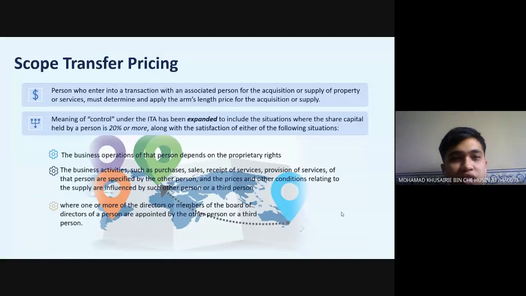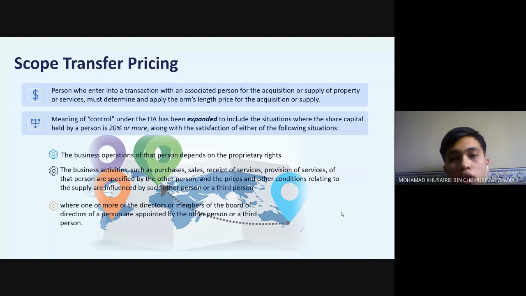Meaning of control. The ITA refers to control as both direct and indirect control. For example, a person shall be taken to control a company if he is able to exercise or is entitled to acquire control, whether direct or indirect, over the company's affairs, or if he possesses the greater part of the issued share capital of the company.